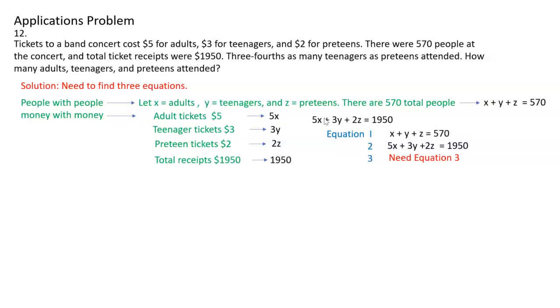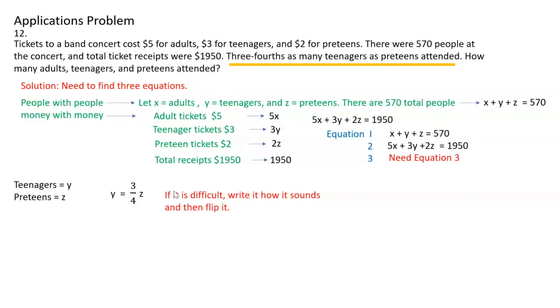We need a third. Now, here, guys, where it says 3/4 as many teenagers as preteens attended. Because they're talking about teenagers and preteens, we know how to deal with it, y and z. This is the setup here. But students think, how on earth is that equal to y equals 3/4 z? Here's what I tell my students. If it is difficult, write it how it sounds and then flip it. Maybe the word flip it doesn't go here, but let me show you what I'm trying to say when I say flip it. Doesn't it sound like 3/4 teenagers? So doesn't it sound like 3/4 y equals z?